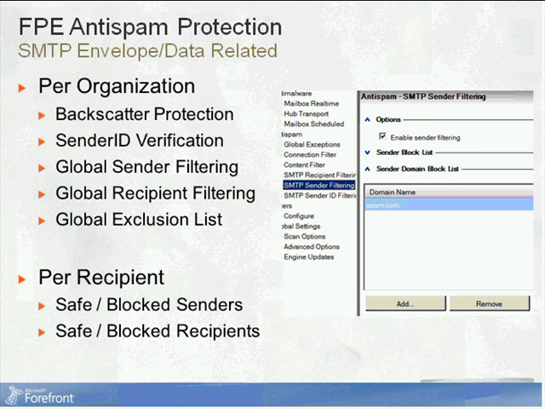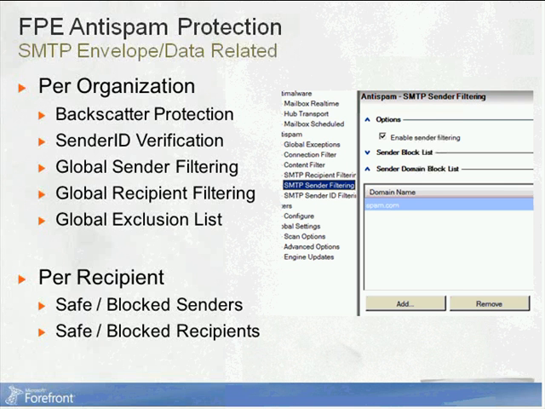The other one is SMTP envelope and data related. Administrators can configure global exceptions to anti-spam scanning to allow messages from safe senders or domains to bypass anti-spam scanning. You can also enter the addresses of recipients for whom all anti-spam scanning should be bypassed.